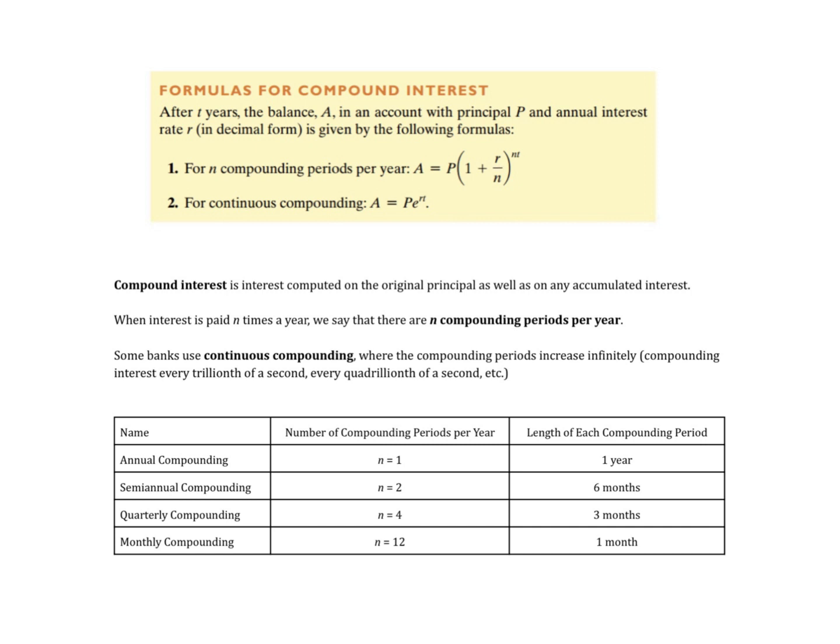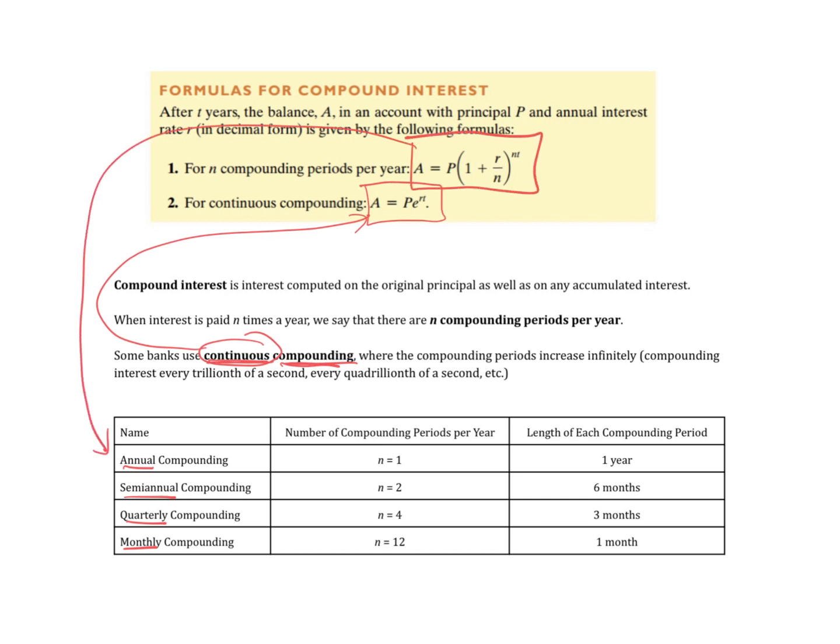And it's also possible for interest to be compounded continuously, which is literally every instant interest is compounded. And with continuous compounding, we use a different formula, A equals P e to the RT. So when we see that keyword continuous, we're going to use that formula. For all the rest, if interest is compounded annually, semi-annually, quarterly, or monthly, we're going to use this first formula for all of these cases.